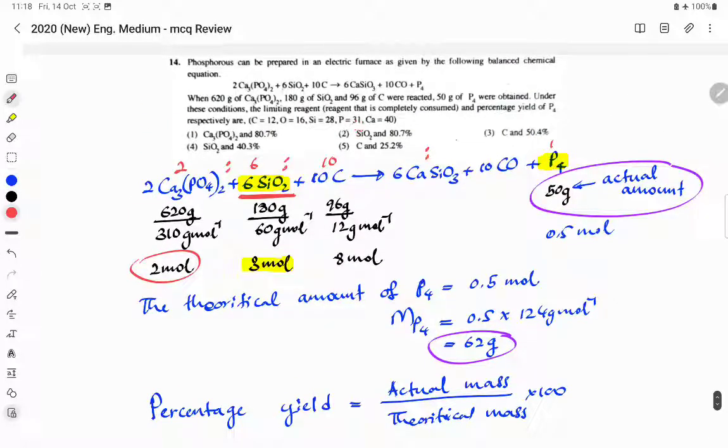Therefore, our answer will be the second one. The limiting reagent is silica. The percentage yield will be 80.7. Okay, let's move on to the next question.